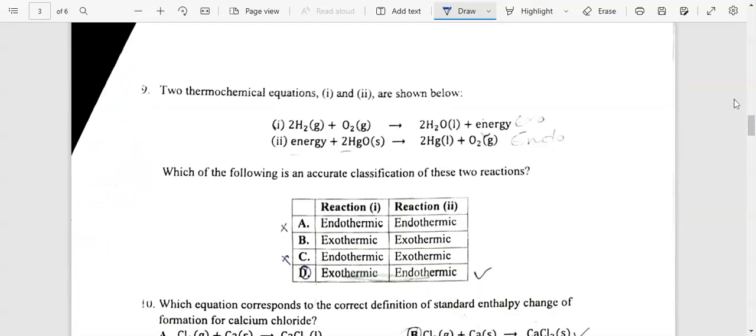The thermochemical equations 1 and 2 are shown below. Which of the following is an accurate classification of these two reactions? If you look at the first reaction, the energy is on the product, meaning that it is exothermic. For the second one, the energy is on the reactant side, meaning that it is endothermic. So 1 is exothermic while 2 is endothermic. That is the last option, D.